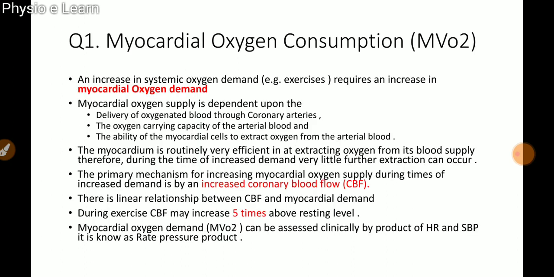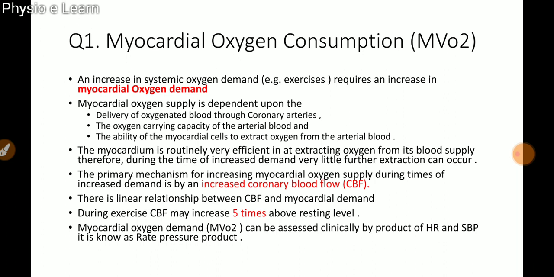The first question: myocardial oxygen consumption, abbreviated as MVO2. An increase in the systemic oxygen demand, that is during exercise, requires an increase in the myocardial oxygen demand. Now, myocardial oxygen supply is dependent upon three factors. The first one is delivery of oxygenated blood through the coronary arteries, the oxygen carrying capacity of the arterial blood, and the ability of the myocardial cells to extract oxygen from the arterial blood.